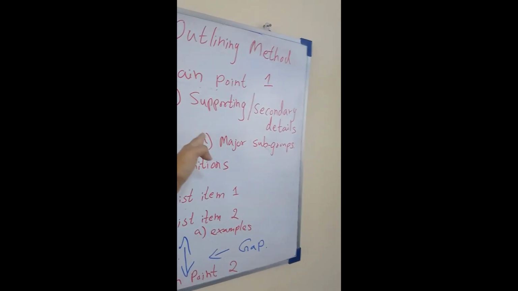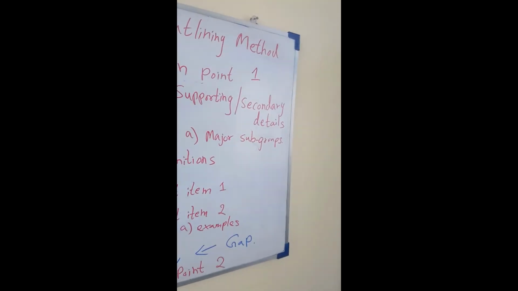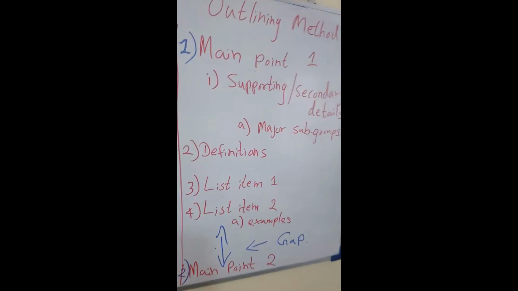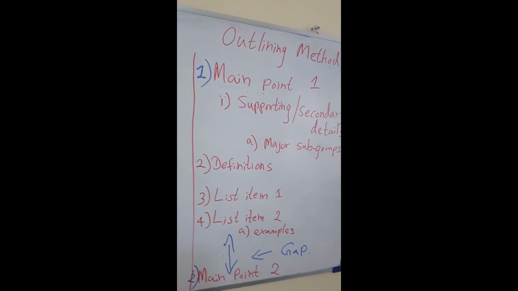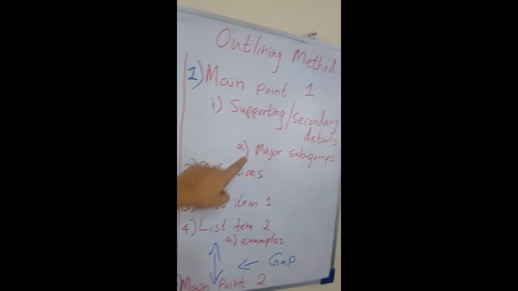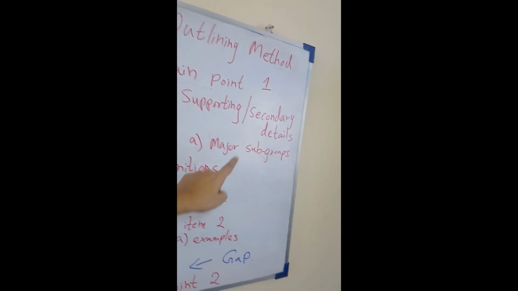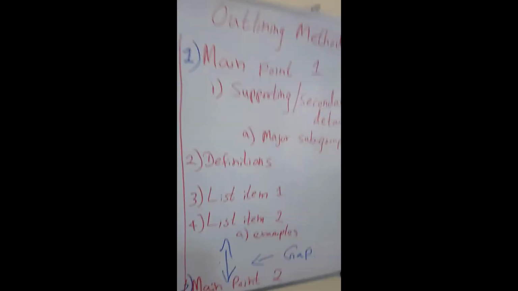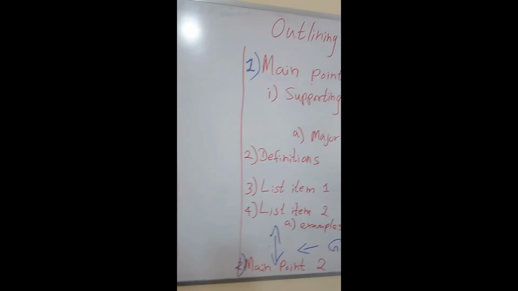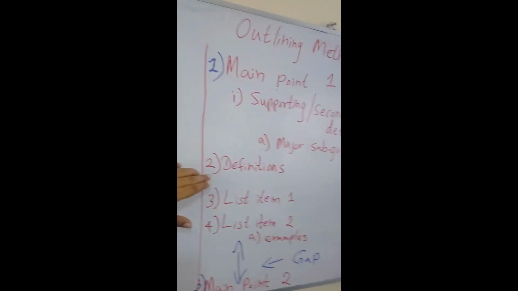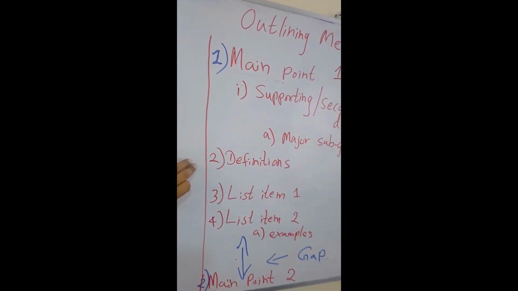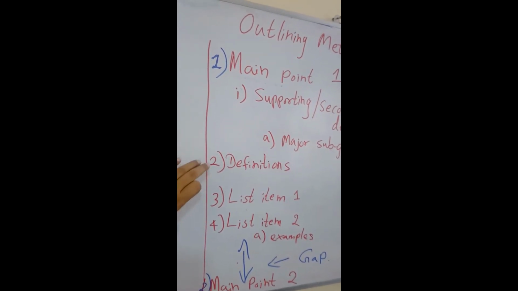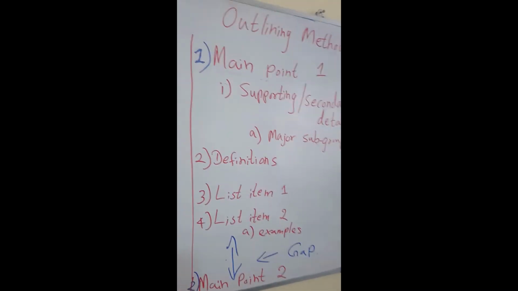And then if there are further major subgroups that come under this particular point, you can further indent them and write whatever those subgroups could be. And if there are supporting secondary details for those, then you further indent and start writing those. Imagine that you have a definition. If there is a definition, it comes right next to the margin once again. So if it is a definition, it's important and it has to be clear. So you give your definitions here.